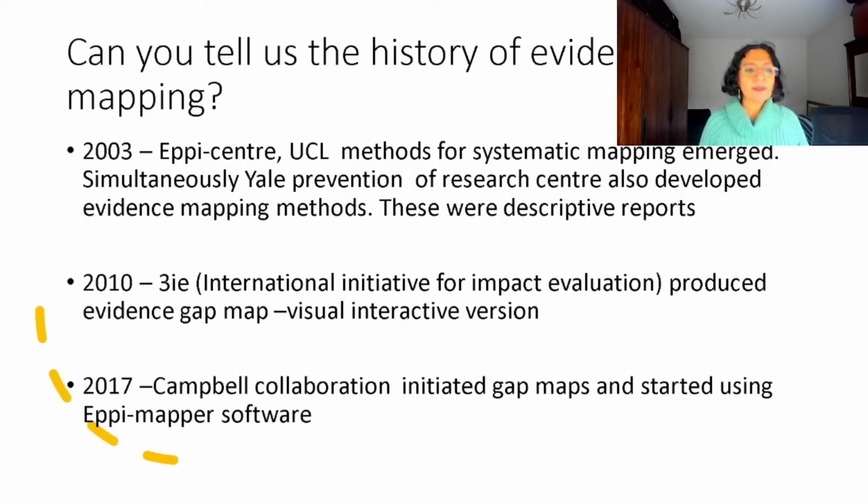And in the same year, the Yale Prevention Research Center also developed evidence mapping methods, and these were all descriptive reports. In 2010, 3IE produced the evidence gap map, a visual interactive version. So I think 3IE is the first organization that started producing a visual presentation of the evidence gap map. In 2017, the Campbell Collaboration initiated gap maps and started using EPPI-Mapper software from the EPPI-Centre, University College London.